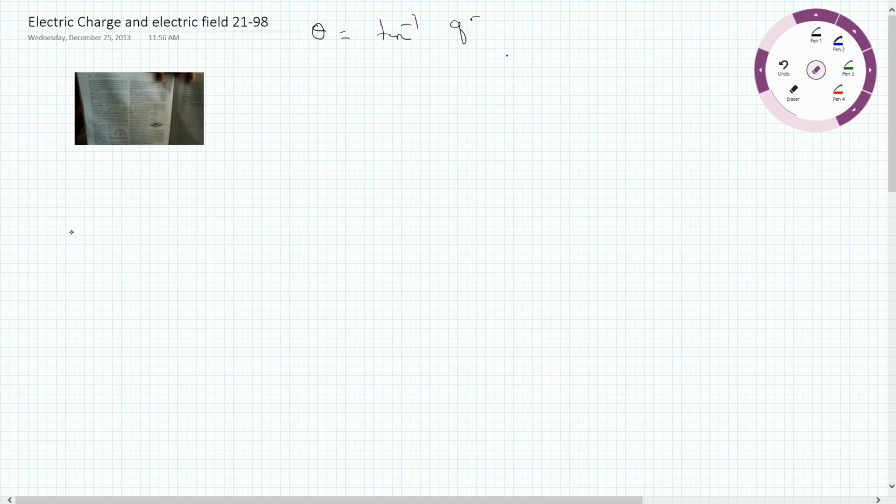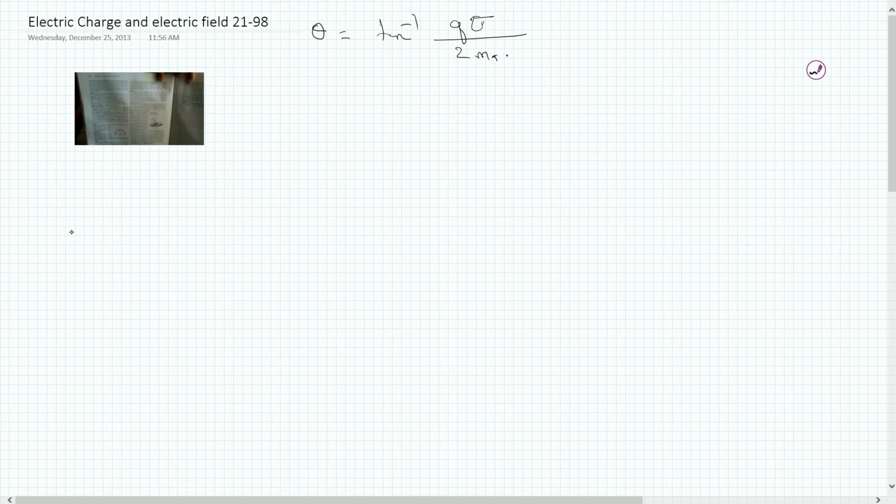So we need to prove that theta is equal to inverse tan of q sigma divided by 2 mg epsilon naught.